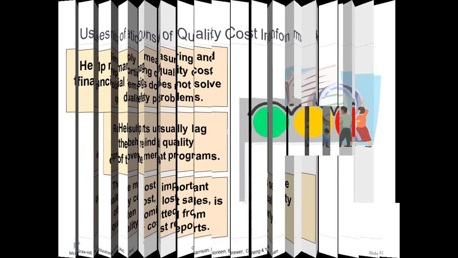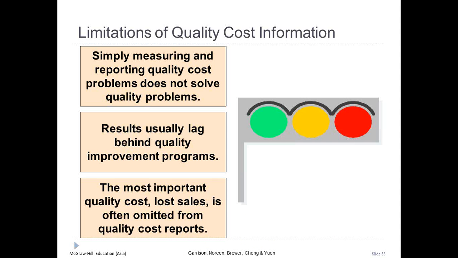Limitations of quality cost information include the following. Simply measuring and reporting quality cost problems does not solve quality problems. Results usually lag behind quality improvement programs. Initially, prevention and appraisal cost increases may not be offset by decreases in failure costs. The most important quality cost, lost sales arising from customer ill will, is often omitted from quality cost reports because it is difficult to estimate.